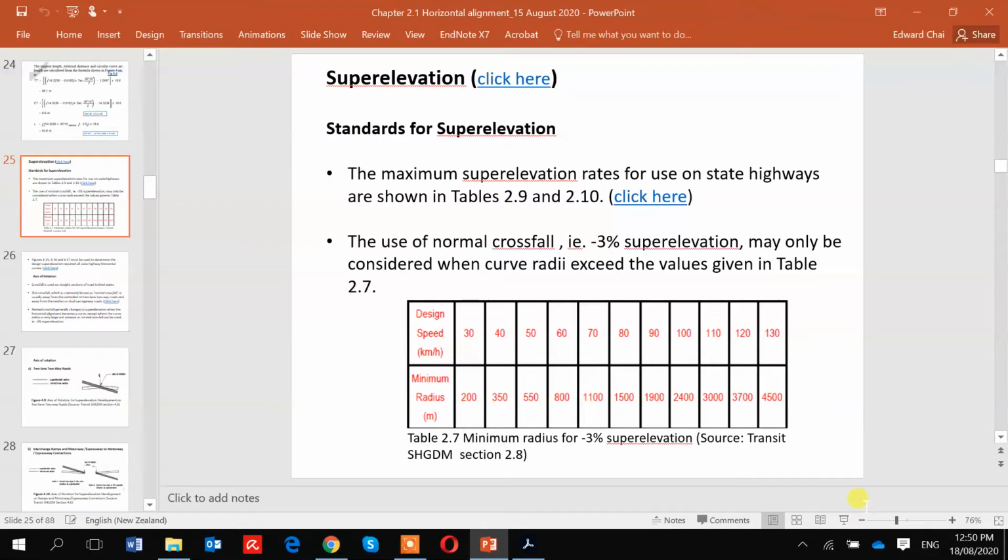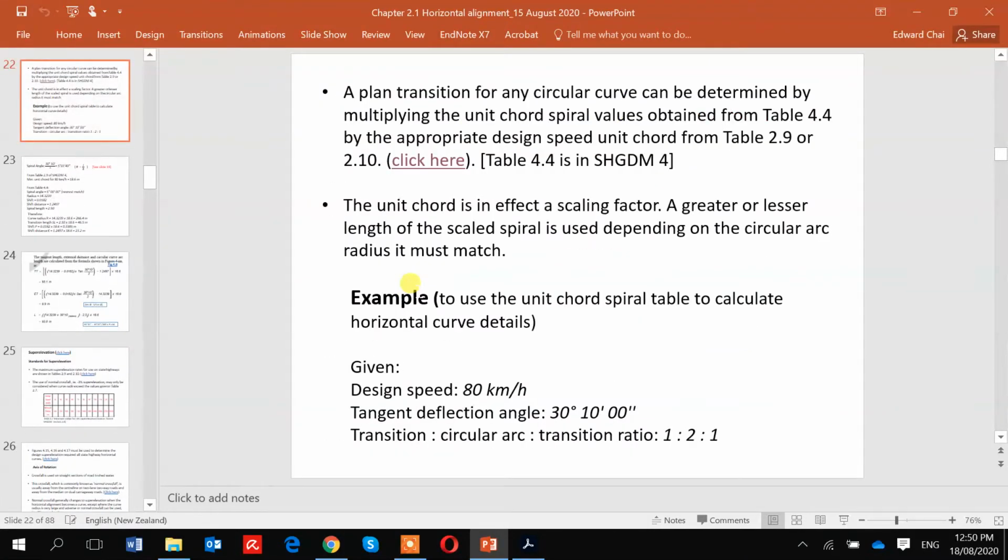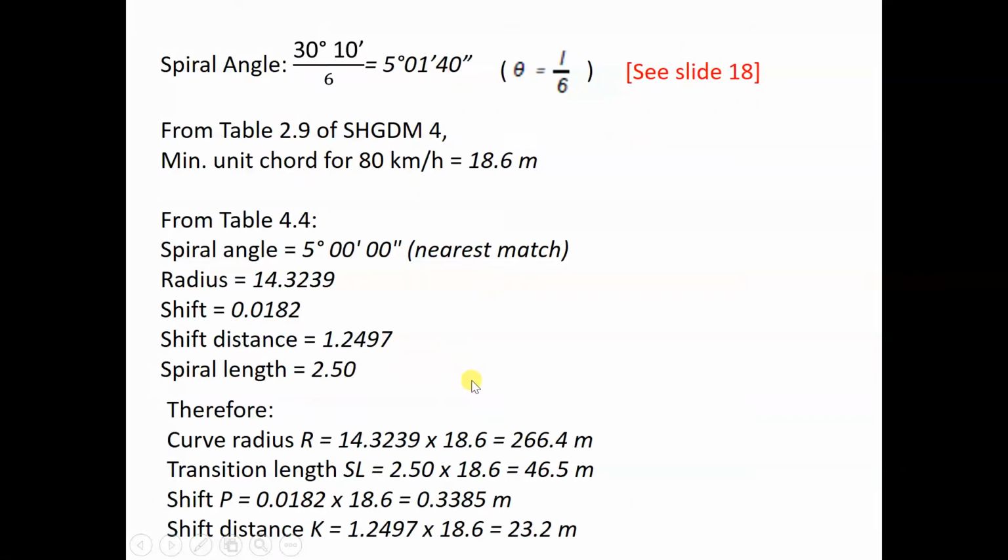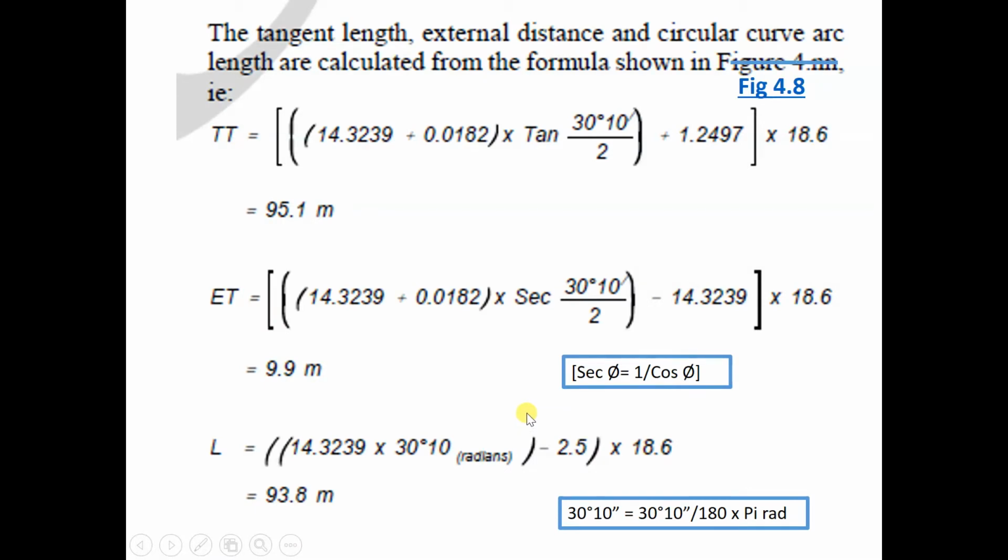Hello. This is part two of the recording for the horizontal alignment. Just now, I think we have covered the Unicode methods to find the horizontal curve details. Okay. So we have looked into that, and to find the horizontal curve details, I will give you a tutorial to do it as well.